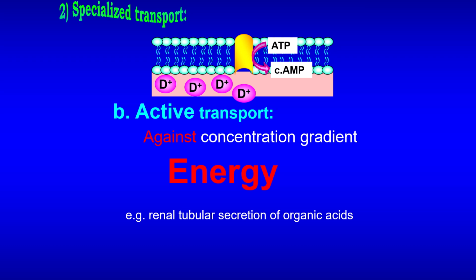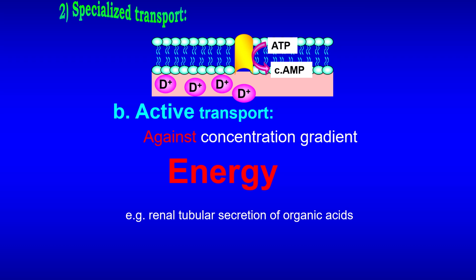Continuing with specialized transport, we now explore active transport. Active transport is a process that moves substances against their concentration gradient. This means moving particles from an area of lower concentration to an area of higher concentration. This process requires energy, typically in the form of ATP, to power the transport.